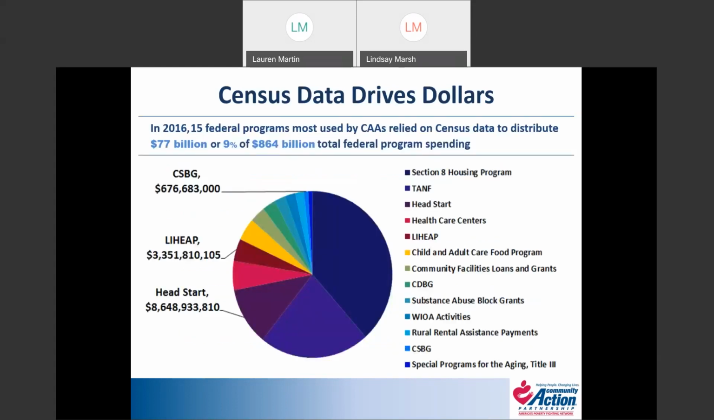I mentioned that the census is a huge part of federal funding. It helps determine how $77 billion are allocated across the states. Here are some of the programs that are affected by census numbers that many of our agencies offer. CSBG, we all receive CSBG funding, LIHEAP or HEAP programs, Head Start, Section 8 housing programs, healthcare centers, Title III aging programs. It really permeates every facet of what we do at Community Action.